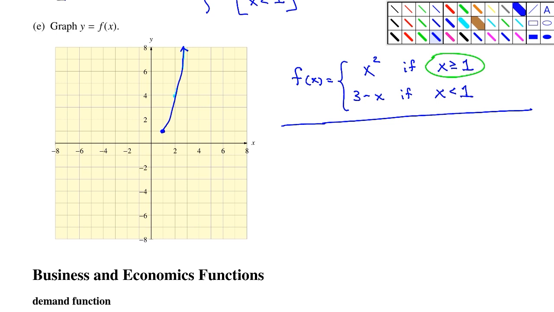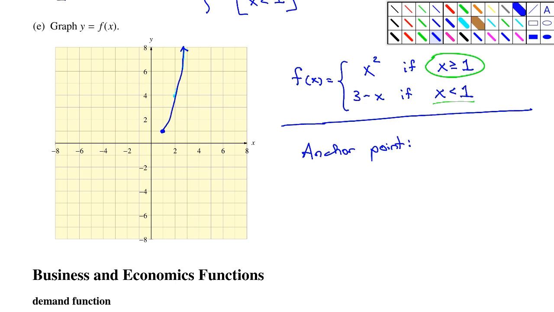All right, now what about 3 minus x? Well, this one is where the x is strictly less than 1. So what I like to find is what I call an anchor point. It's a point that's not really on the curve, but if we had equality at the end point, it would be on the curve. But we can't have equality because we have equality in the other part. So we're really faking it at this point.